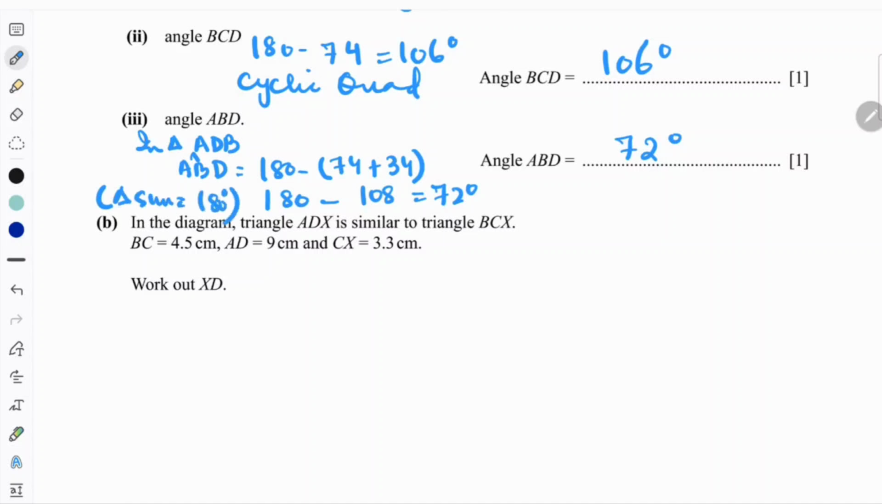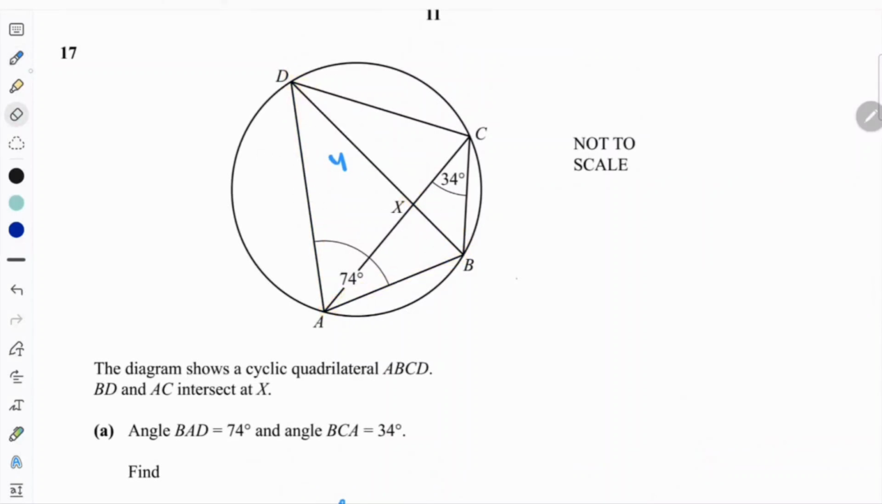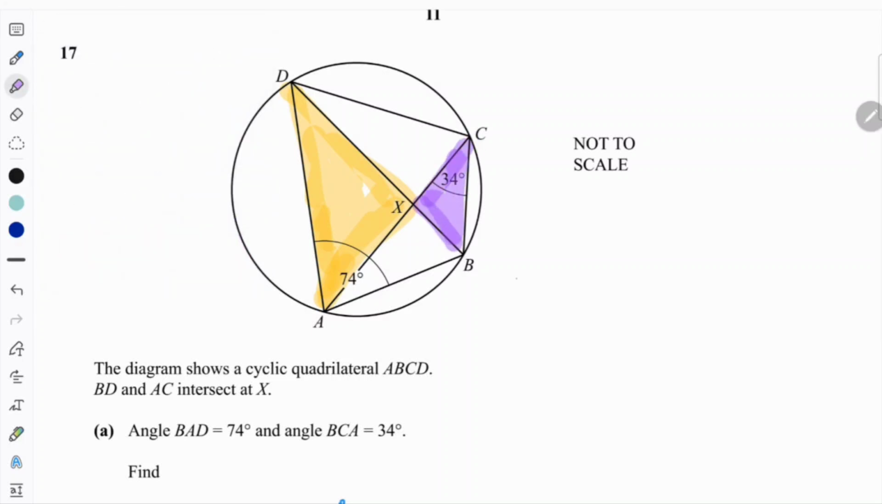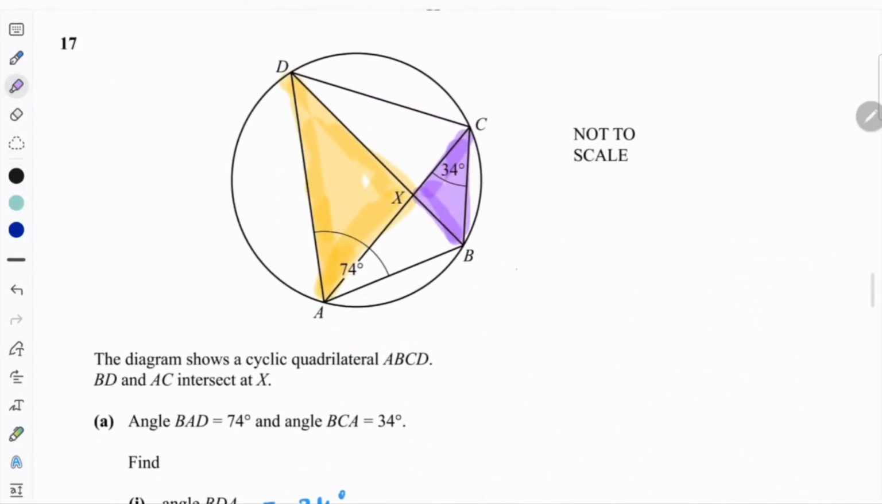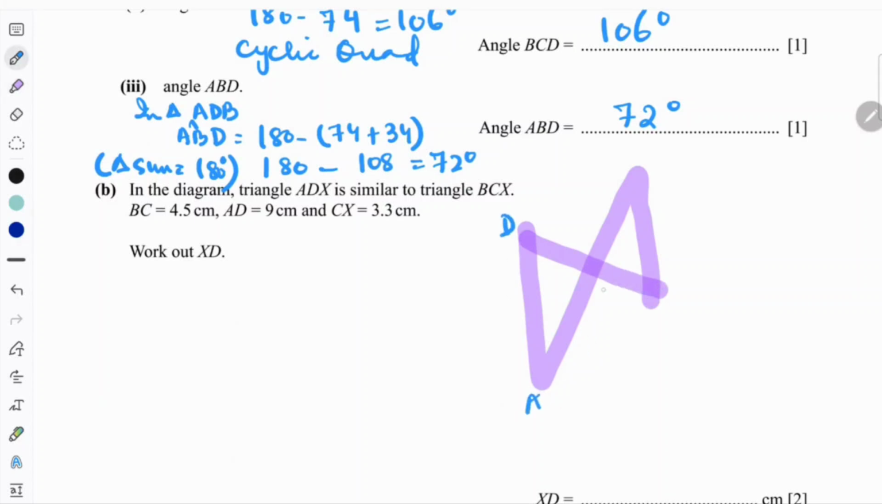Next, part B, the diagram. In the diagram, triangle ADX is similar to BCX. ADX is similar to BCX. This is ADX, and it is similar to the other one, BCX. So these two triangles are similar. So just drawing the diagram. Okay, ADX and BCX, for example.